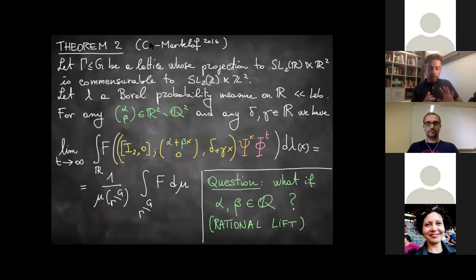So one preliminary exploration could be what happens if alpha and beta are both rational. So that's what I want to discuss now. Are there any questions about the statement or where I'm going?